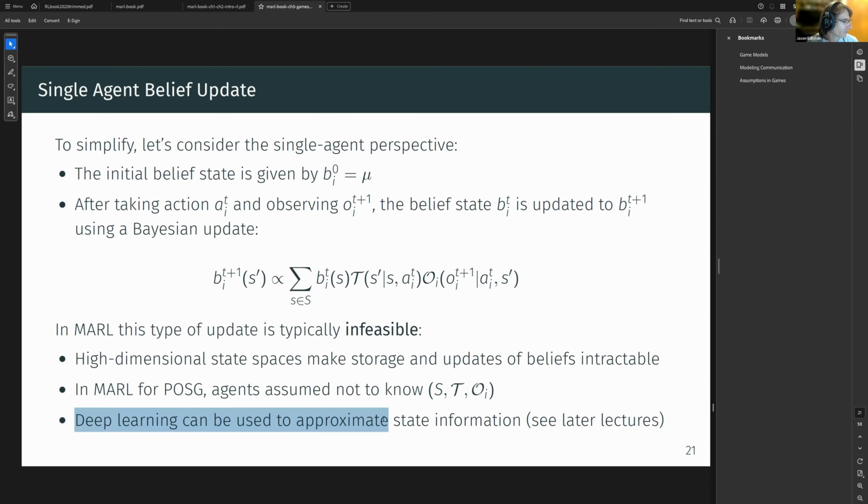And there are some alternatives to this, like we can use some sort of deep neural network to try to update our belief about the state information rather than this formal Bayesian update, which might not be very practical to use.